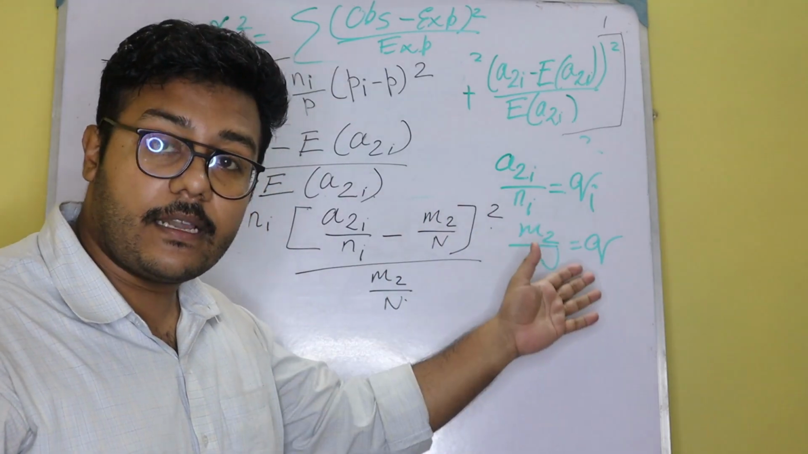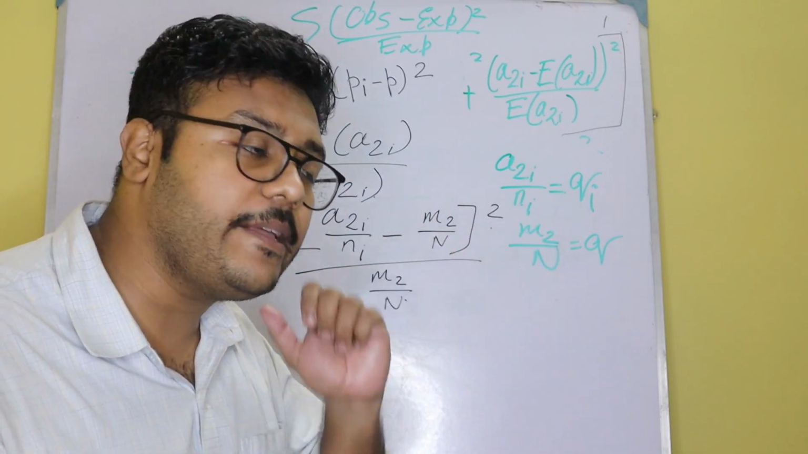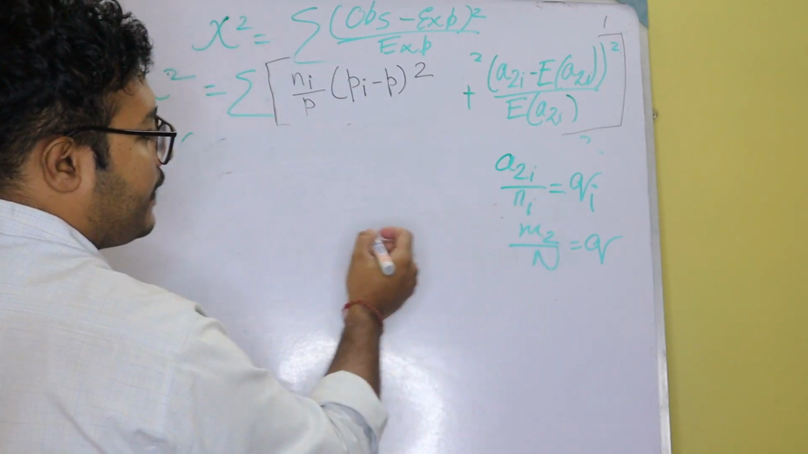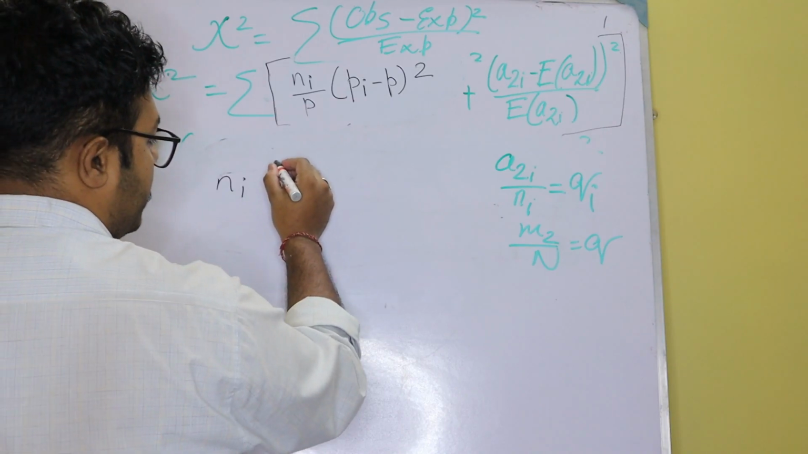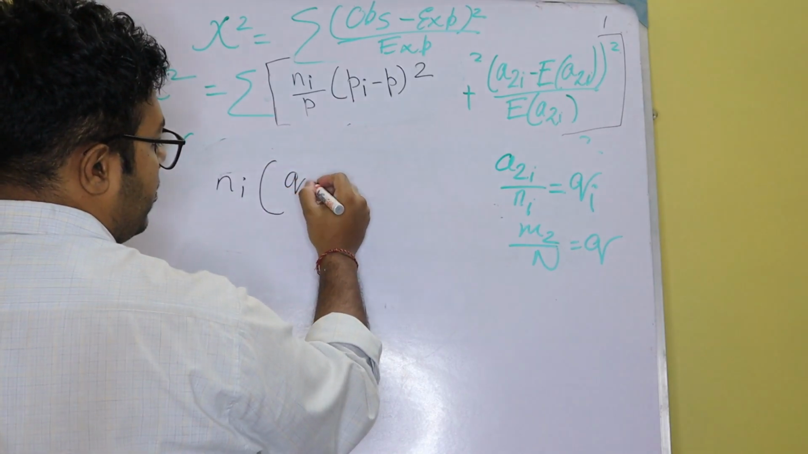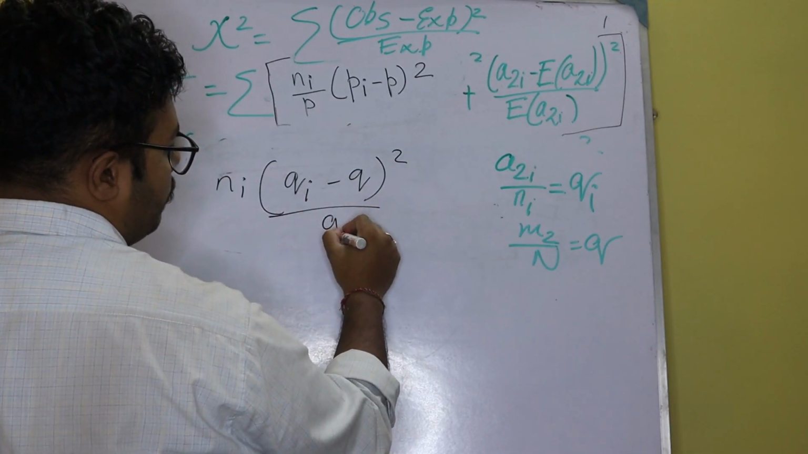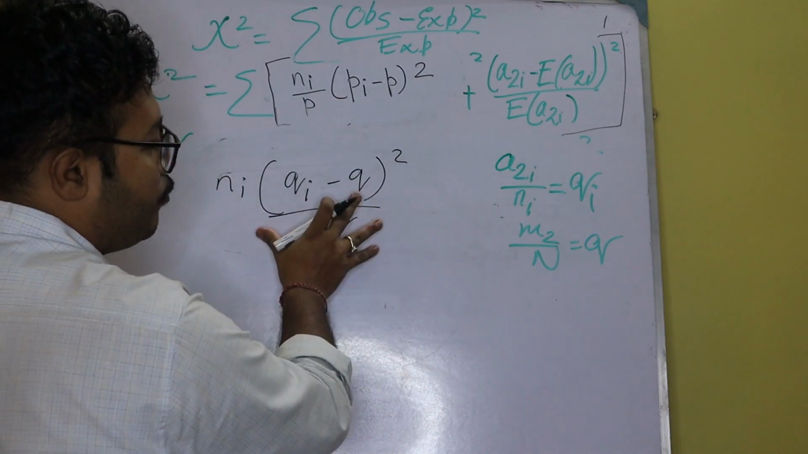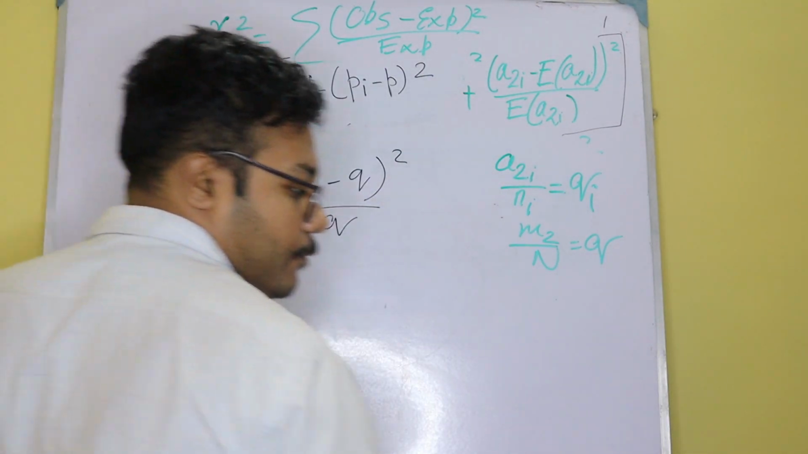I have explained that these are the p and q. Now I will show you how to get them in the expression. If I put these values here, what we get is ni, then (qi minus q) whole square by q. So I will put this expression here and proceed with the proof.